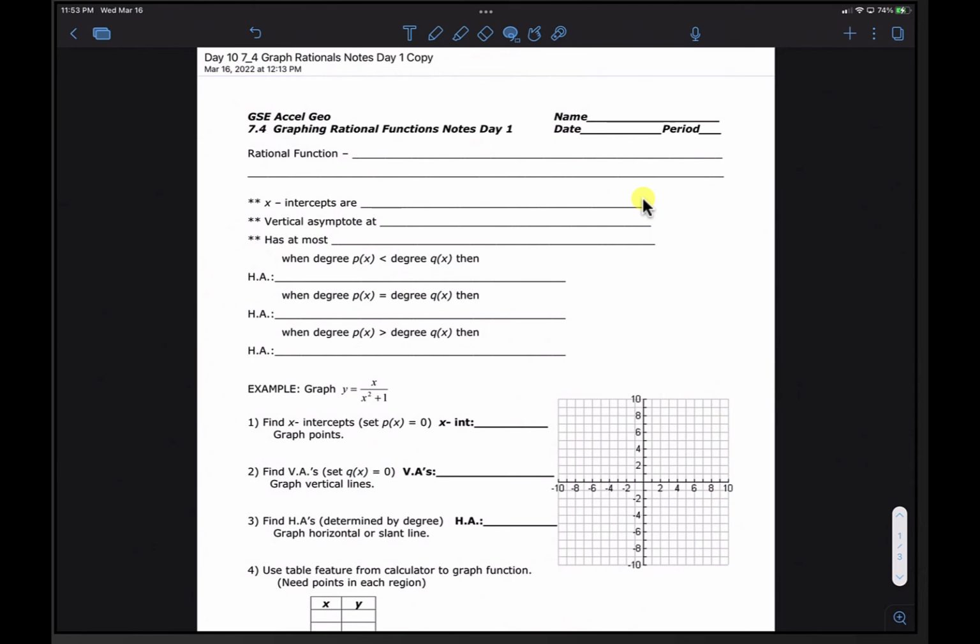Hello and welcome back. This lesson covers day 10 of Unit 7 on graphing rational functions.